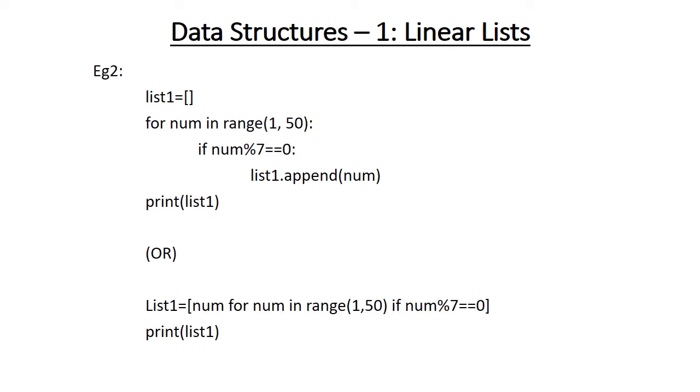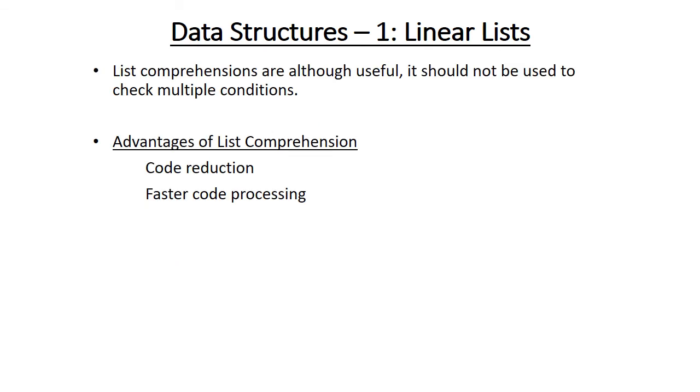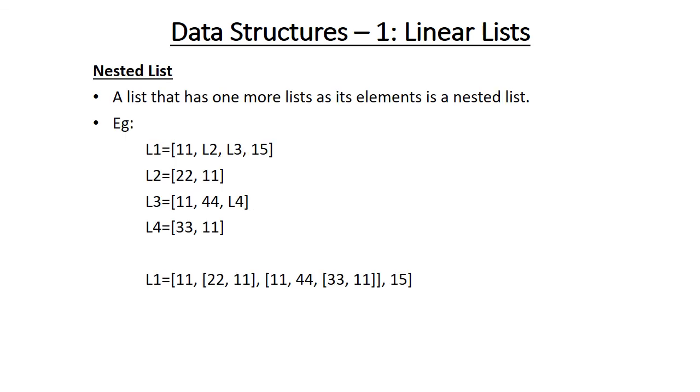Another example of list comprehension. Although useful, list comprehensions should not be used to check multiple conditions. Advantages of list comprehension include code reduction and faster code processing. Nested list. A list that has one or more lists as its elements is a nested list. Examples are given below.